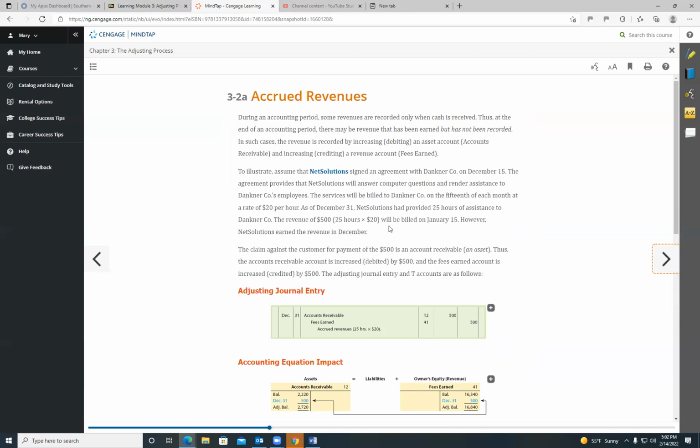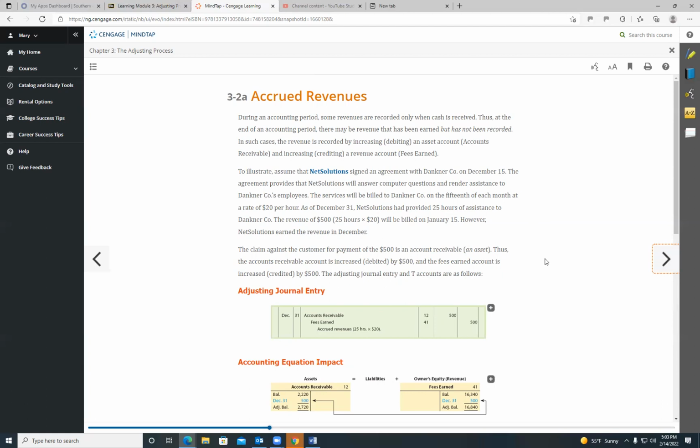So here's an example. Assume that Net Solutions signed an agreement with Danker Company on December 15th. The agreement provides that Net Solutions will answer computer questions and render assistance to Danker's company employees. The services will be billed to Danker Company on the 15th of each month at a rate of $20 per hour. As of December 31st, Net Solutions has provided 25 hours of assistance to Danker Company. So the revenue that they've earned is $500, which is $20 per hour times 25 hours. However, it will not be billed until January 15th.